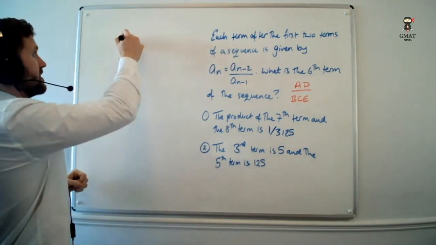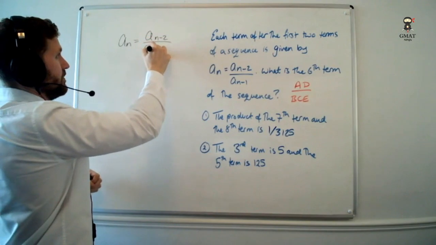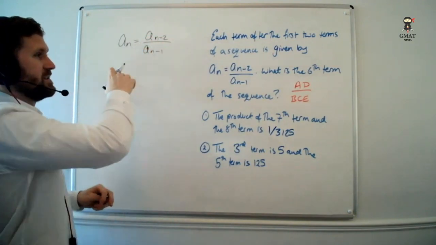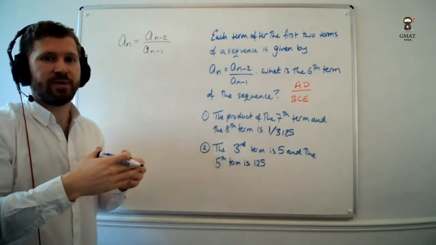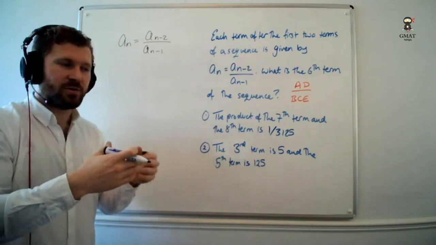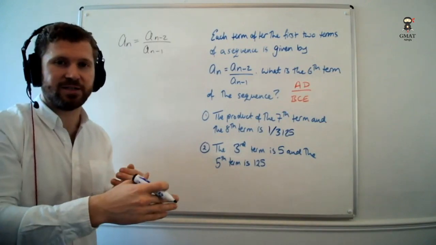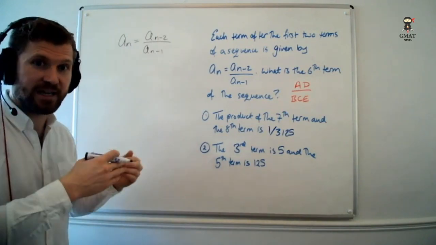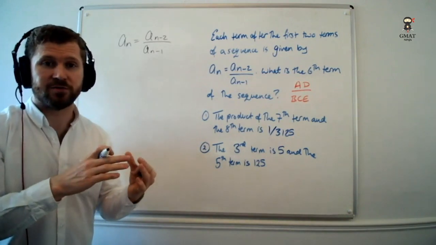I've got 3 terms involved in this formula for the first time. So a_n, whatever term I'm looking for, is equal to the term 2 below divided by the term 1 below. So if I was looking for a_3, I would do a_1 divided by a_2. If I was looking for a_10, I would do a_8 divided by a_9. I've got these terms in little blocks of 3.